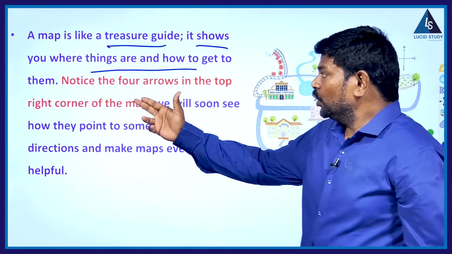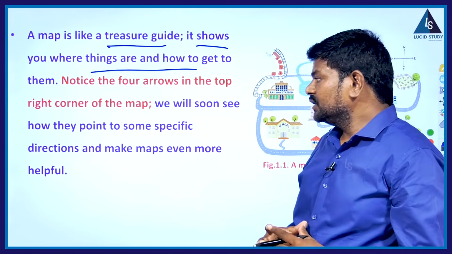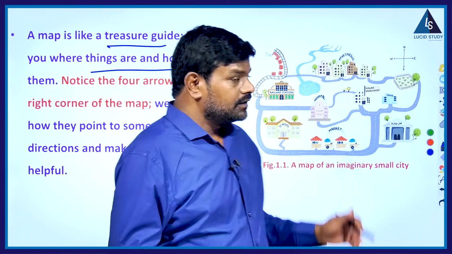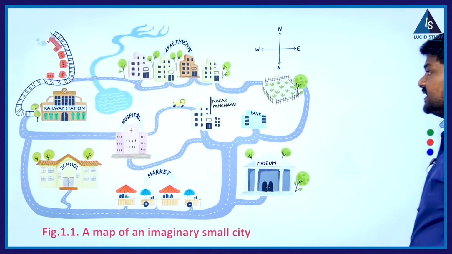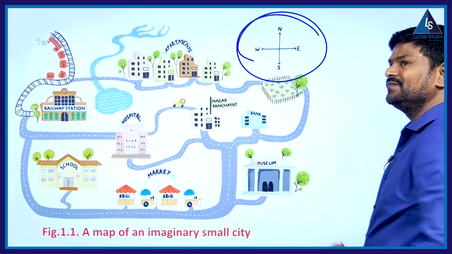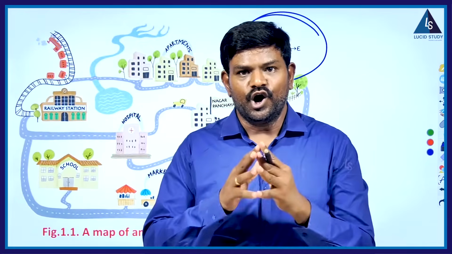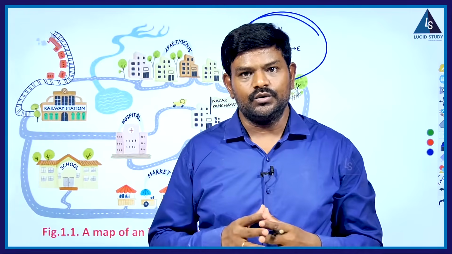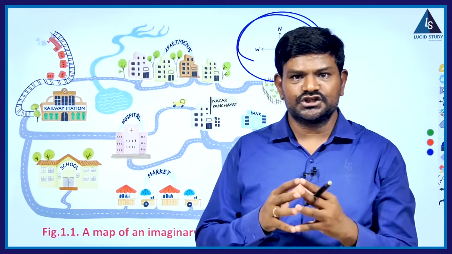Now notice the 4 arrows in the top right corner of the map. What are these 4 arrows placed in the map? Let us see them. Yes, this is the map. Did anyone notice there are 4 arrows present in the map? These arrows are very important to understand the direction of our route or the place located in the town or in the map. These 4 arrows indicate the directions of the map.